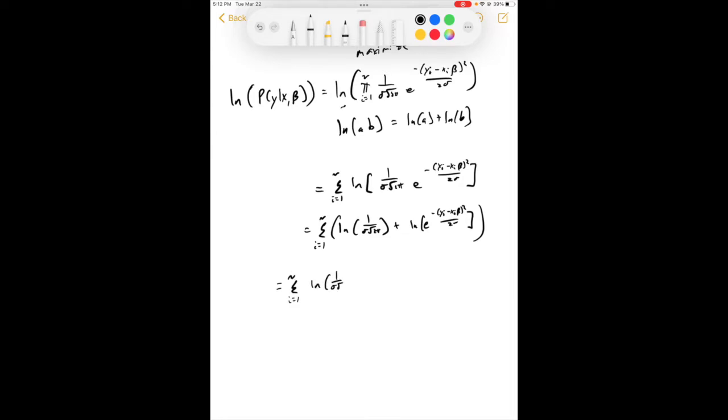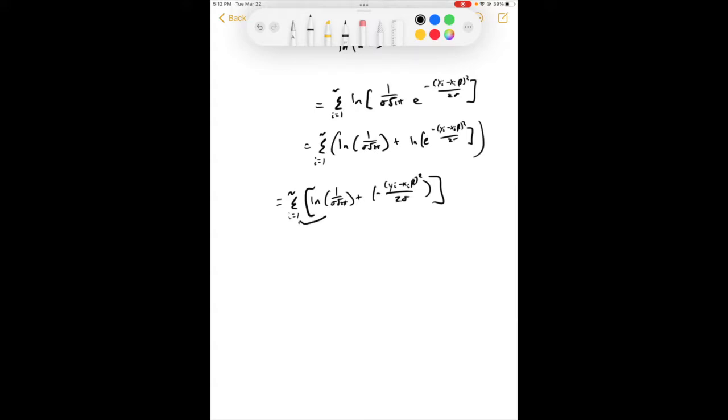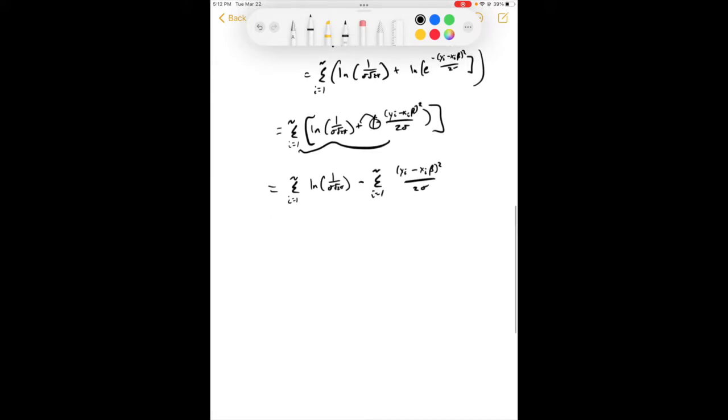The sum from i equals 1 to n of the natural log of 1 over sigma square root of 2 pi plus negative (y sub i minus x sub i beta) squared over 2 sigma. Now what I want to do is I want to distribute the sum, but I also want to bring this out, okay? So we have now the sum from i equals 1 to n of the natural log of 1 over sigma square root of 2 pi minus the sum from i equals 1 to n of (y sub i minus x sub i beta) squared over 2 sigma. Now this doesn't depend on i.